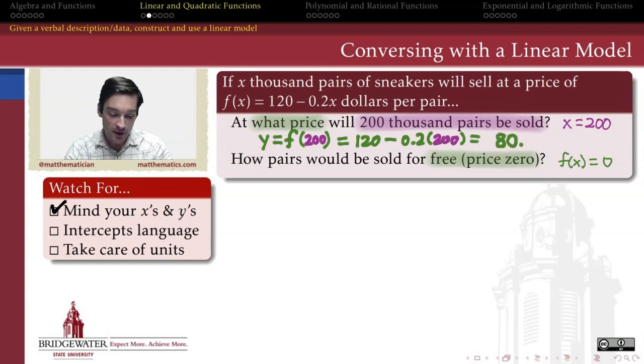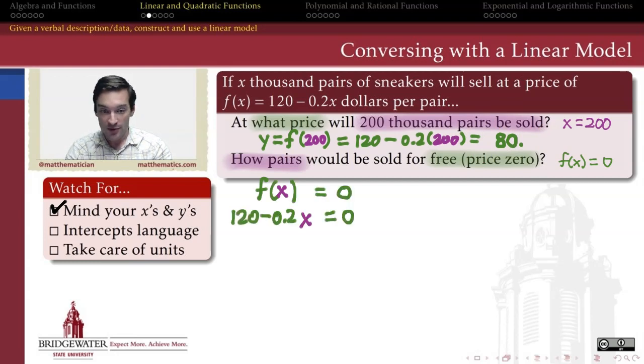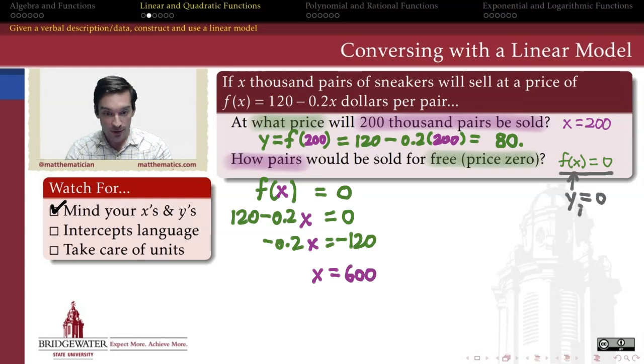For the former, we need only to evaluate f of 200, which comes out using our formula to 80. For the latter, we need to solve the equation f of x is equal to 0, which in this example is not so difficult because this is just a linear equation to solve. Notice that since y was equal to 0, what we're really talking about here is the x-intercept of this graph.